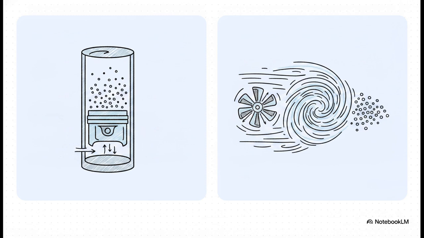Positive displacement works by trapping a fixed volume of air in a chamber and then mechanically reducing that space. Think of a piston slamming into a cylinder. Dynamic pumps, on the flip side, continuously accelerate the airstream to super high velocities using impellers. They don't trap the air at all. They literally just impart kinetic energy right into it.